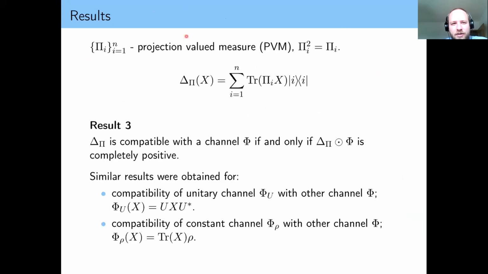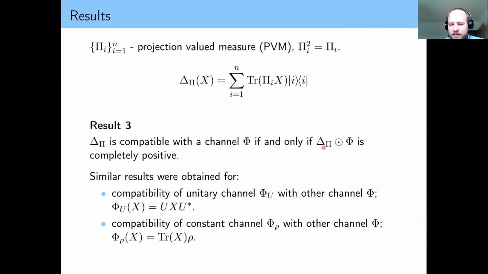because the first thing that we can do is that we can take a channel defined as follows, which basically measures in a projection valued measurement and puts the results on the diagonal. And then you can prove that this channel is compatible with any other channel if and only if the Jordan product is a positive semi-definite matrix.